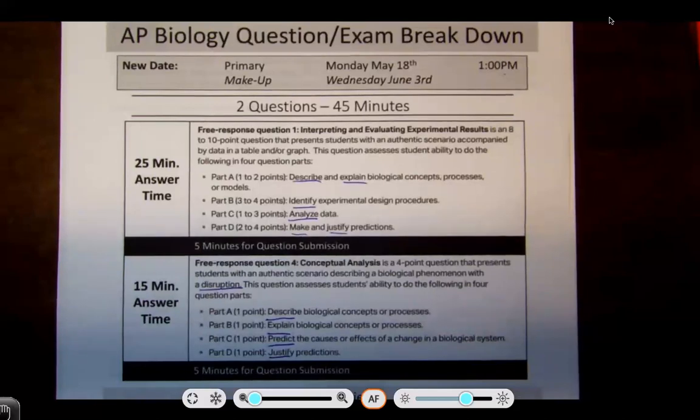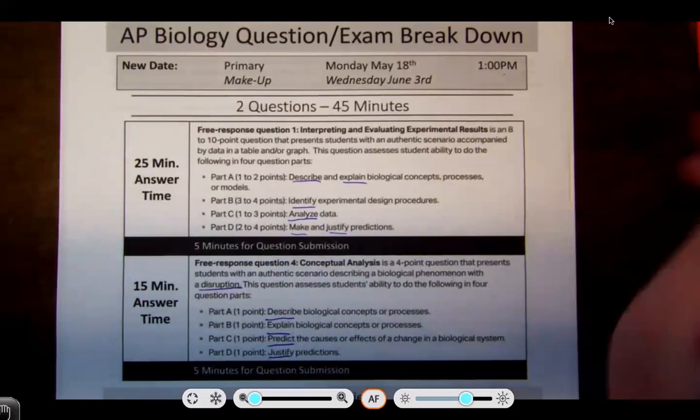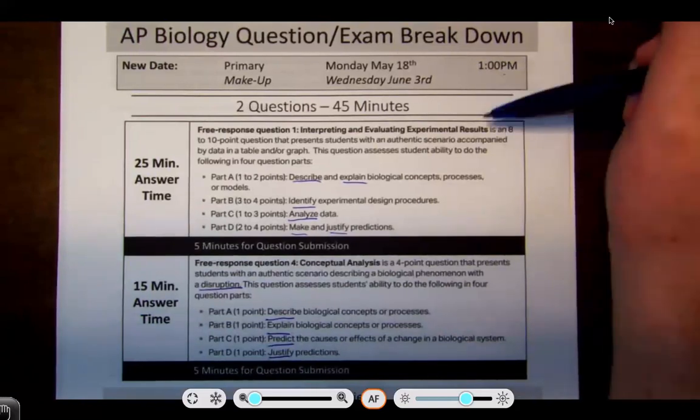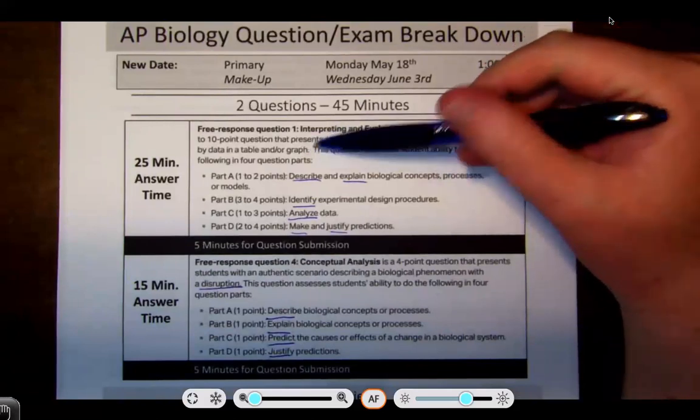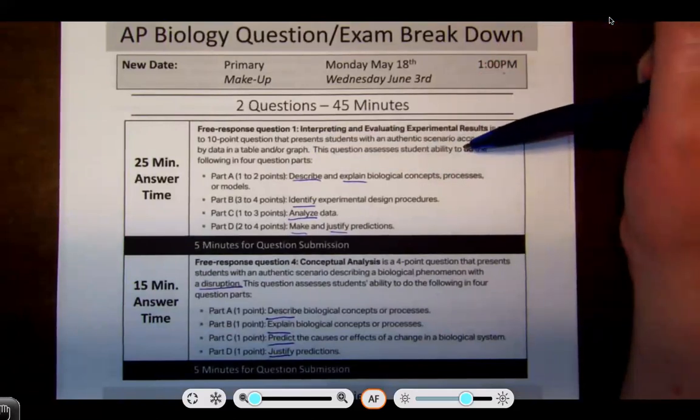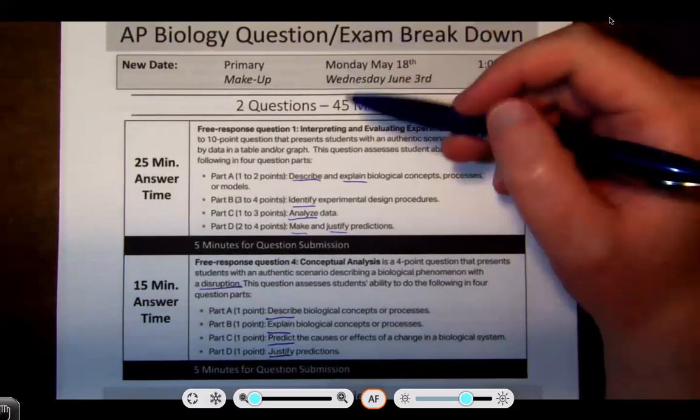The first question is going to be a 25-minute question, a free response question, specifically free response question number 1, which is interpreting and evaluating experimental results. It's generally an 8 to 10 point question that presents you with an authentic scenario accompanied by data in a table or graph. This question assesses student ability to do the following in 4 question parts.